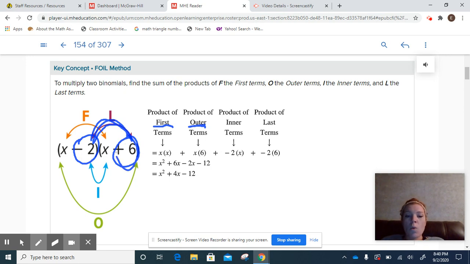Okay. This organizes it so that your x squareds will always be in the front, and then your constant term will always be in the back, and then your x's or your like terms will always end up being in the middle. So it really organizes it in a great way. It's also an acronym that helps you remember all four pieces and you don't miss anything, okay, or do something twice. So it's a really good one to remember.